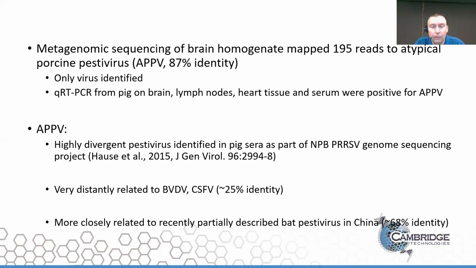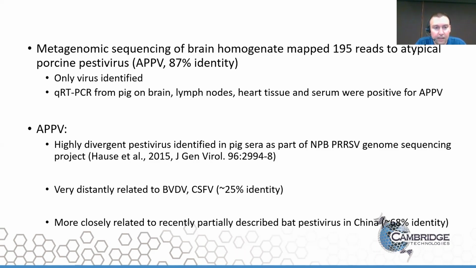So what we did was we received the brain from a number of these animals. We prepared a homogenate and performed metagenomic sequencing on that. We were able to identify a single virus, and this was atypical porcine pestivirus. Following identification in the brain, we also set up a PCR and looked in other tissues and found that they were all positive for this virus.